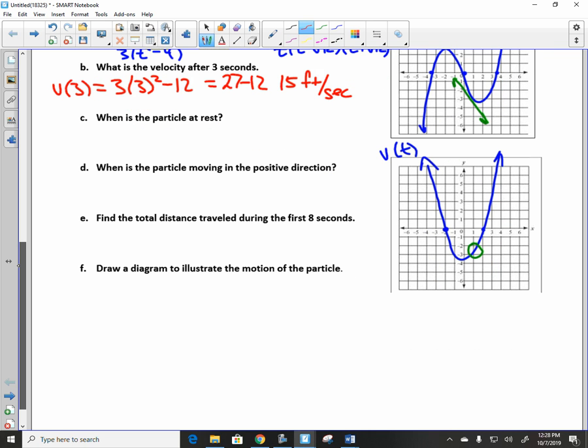When is the particle at rest? Particles at rest whenever v of t is equal to 0. Look at your graph, v of t. When is v of t 0? -2 and +2. We're only going to talk about 2 because we're not talking about negative time here. So at time equal to 2, that's when it's at rest.